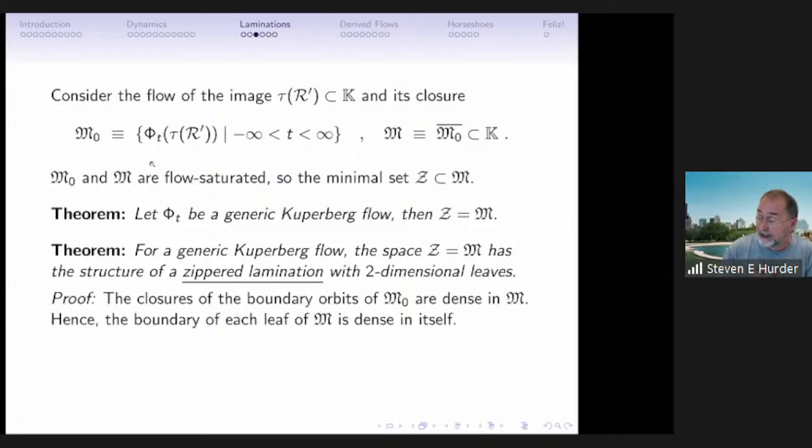That means that the minimal set of just a simple flow is a lamination, except the problem is that the leaves have boundary orbit that's dense in the whole system. So this is not a foliation like Larry or me or anybody would be happy with, because it's got very bizarre geometry. So the boundary of every leaf is dense, so we call it zippered, but nonetheless, it's two-dimensional. And so these are our theorems.